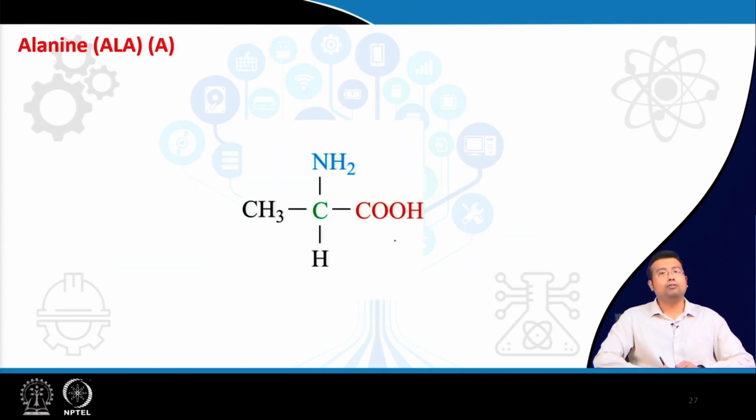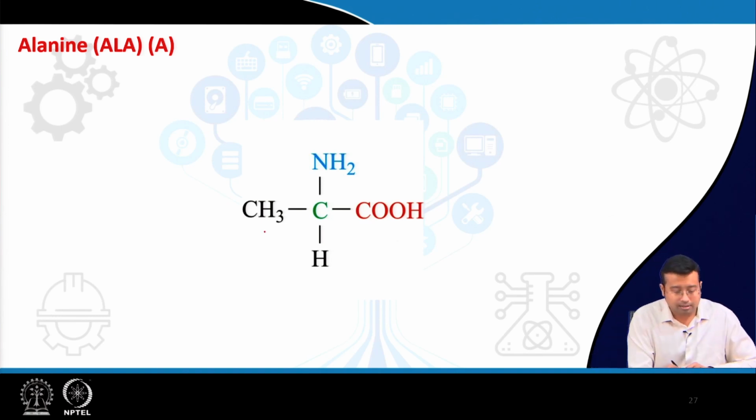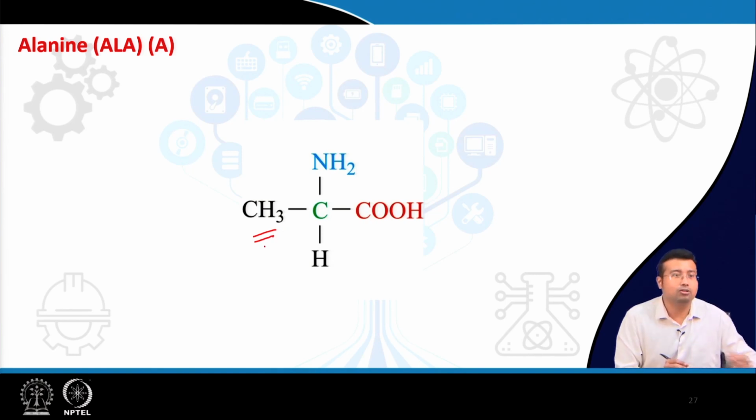And lastly, we are left with this very simple amino acid, that is alanine. So, glycine, the carbon skeleton is only H; alanine has one additional methyl group.